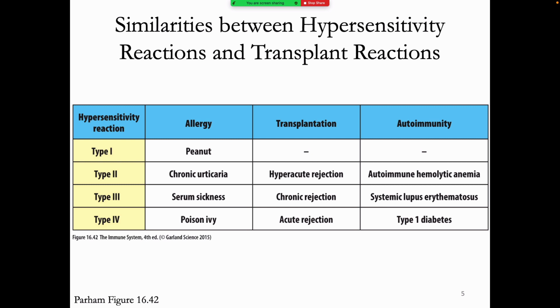in time order now. So the one that happens first, if I was going to give you a transplant, would be hyperacute rejection. As you can see on this slide, hyperacute rejection has some similarities to type 2 hypersensitivity response. So based on that, what do you know about how hyperacute rejection works? What would you say is how hyperacute rejection works? What kinds of things should it involve?